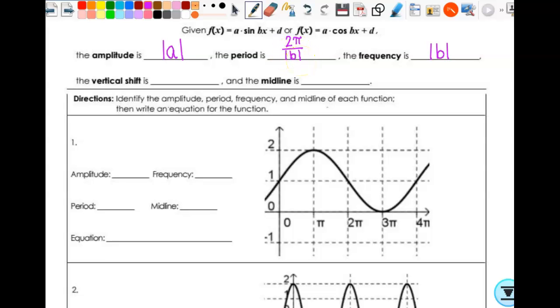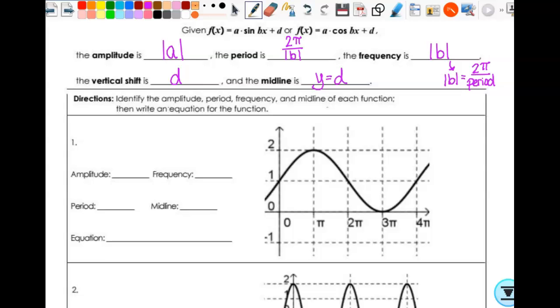But if we have the graph and we need B to write the equation, we might need to use the period to find B. So another way to look at this is that the absolute value of B is 2 pi divided by the period. So if you have one and you need the other, you just take 2 pi and divide it by that, you get the other one. Okay? Vertical shift is still D, which means the midline is y equals D. Okay? Everybody understands all that just fine, yes?